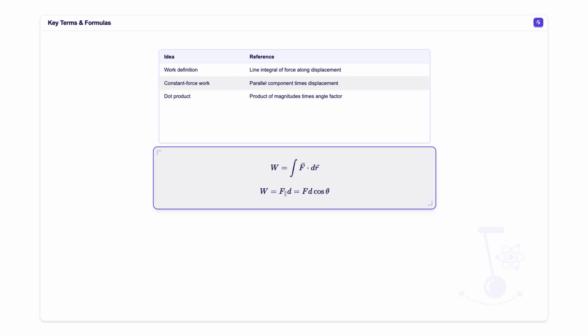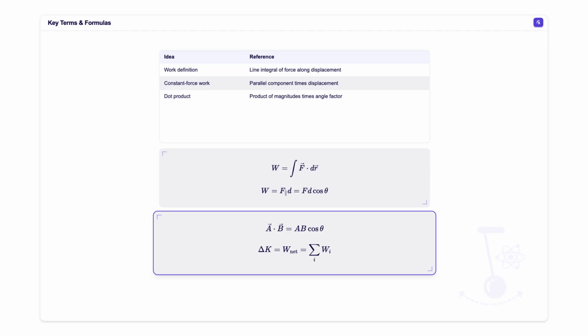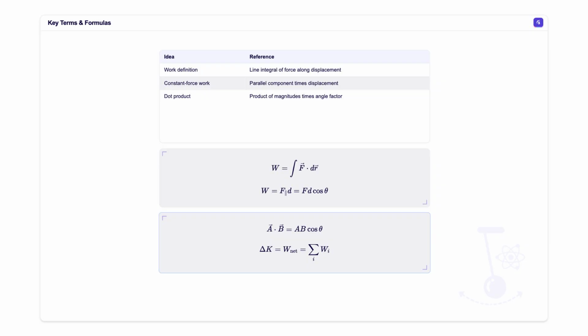The general definition of work is the integral of F dot dr, meaning you add up the force component along each tiny displacement. For a constant force, work equals the parallel component of force times displacement, or force times distance times cosine theta. The dot product of A and B equals AB cosine theta. That angle factor is why work is a scalar, not a vector, even though force and displacement are vectors. A scalar can be positive, negative, or zero here, depending on direction.